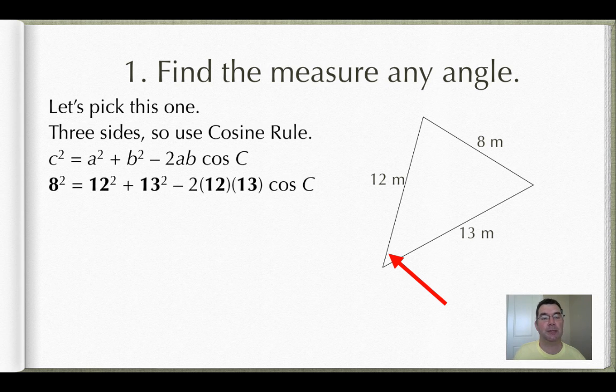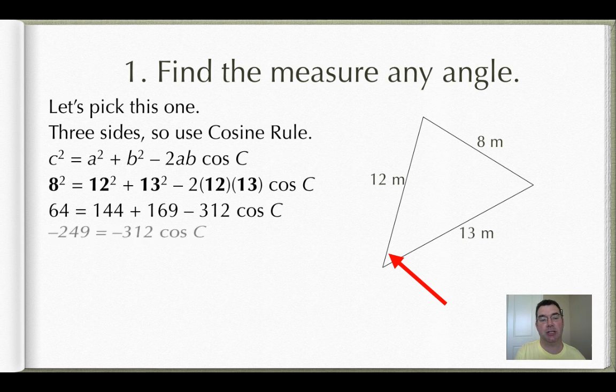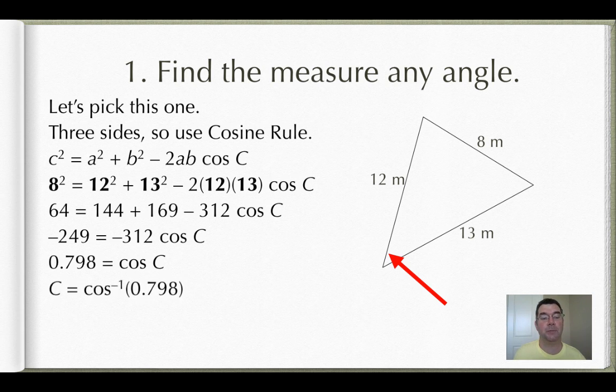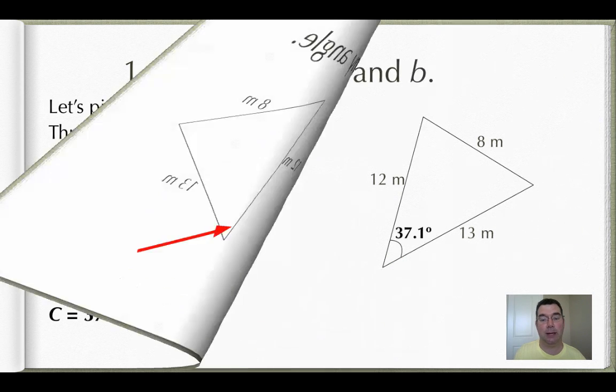Substitute in what I know. c becomes 8, a becomes 12, b becomes 13. And so all I need to do is figure out angle C. I square those numbers and do the multiplication that's necessary. Subtract things over to the left-hand side and divide by that negative 312, and I get the cosine of angle C is 0.798. I need to know an angle, so I need to use an inverse. So C will equal the inverse cosine of 0.798, and that ends up being 37.1. So that's that angle right there.